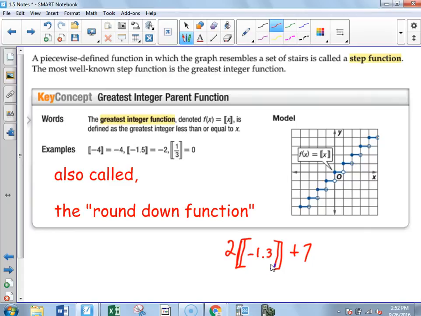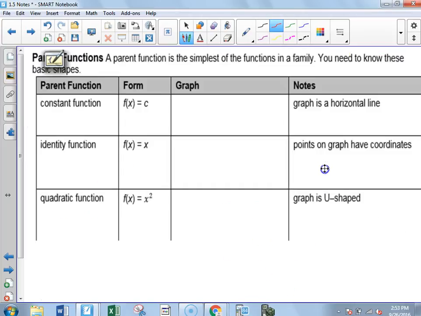So then this is not an absolute value. So you'd have 2 times negative 2 plus 7, which would be 3. I think. Did I do that right? Okay. So it is the round down function. Everything rounds down to the previous integer until you get to the next one. Okay? All right, so on our notes.